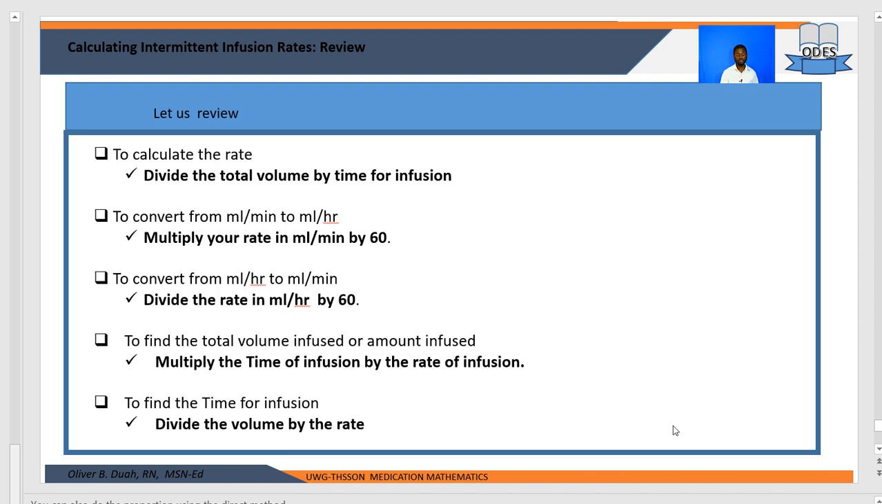Find the time for infusion, divide the volume by the rate. And then to find the total volume infused or amount infused, you multiply the time of infusion by the rate. So this will help you to do any calculations that involve your rate in ml per hour or ml per minute. We will be talking about using drop factors in our next presentation.